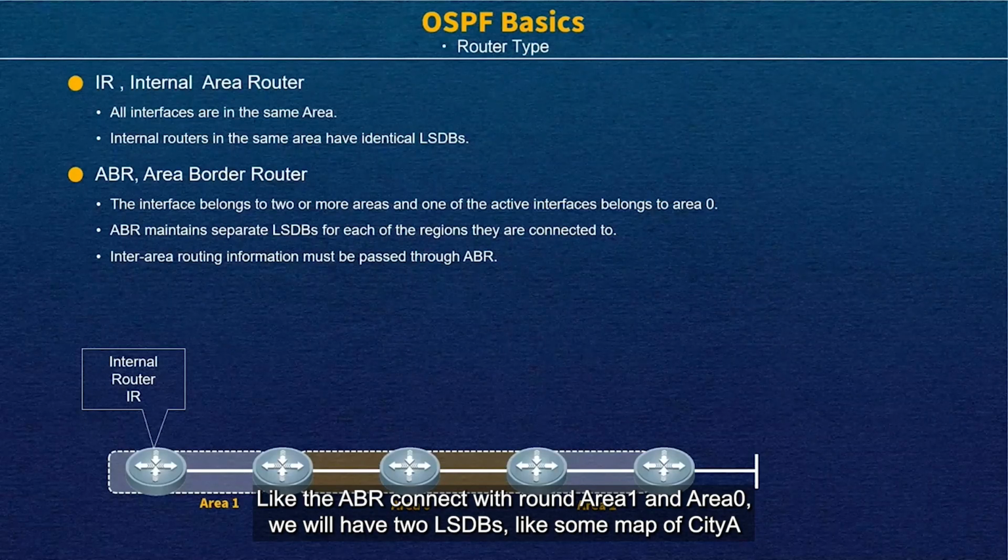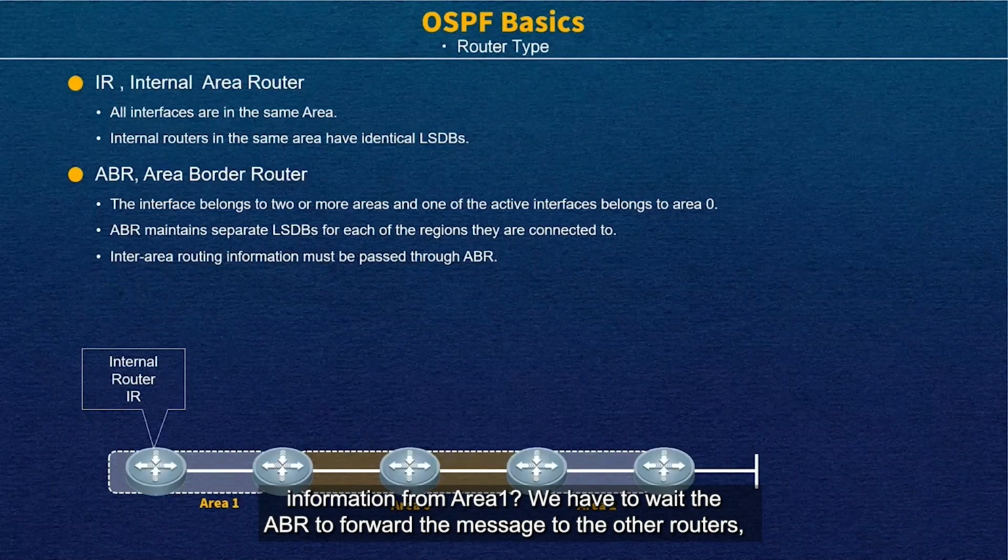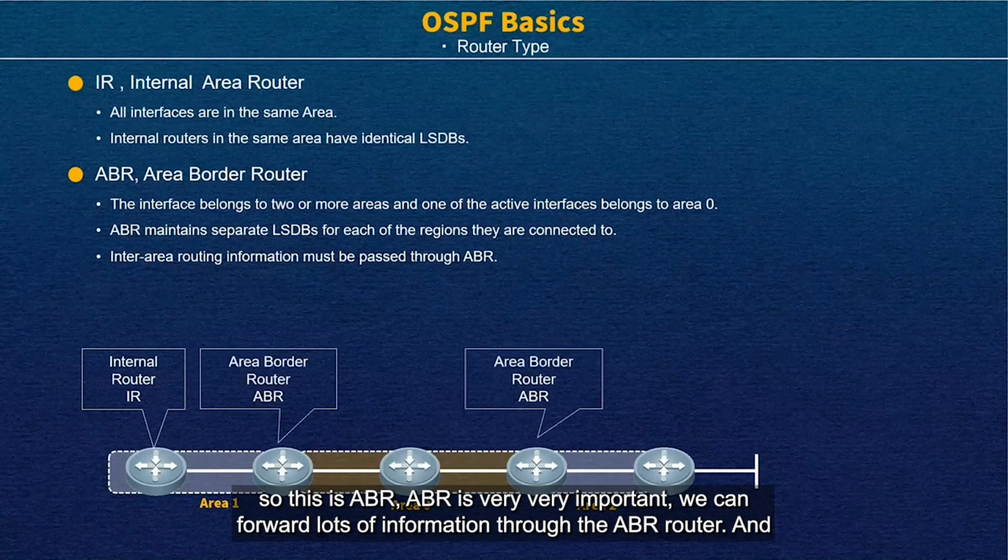Like the map of city A and city B. And the inter-area routing information must be passed through the ABR. How to get the LSA information from area 1? We have to wait for the ABR to forward the message to the other routers. So this is the ABR. The ABR is very, very important. We can do lots of things on the ABR router.